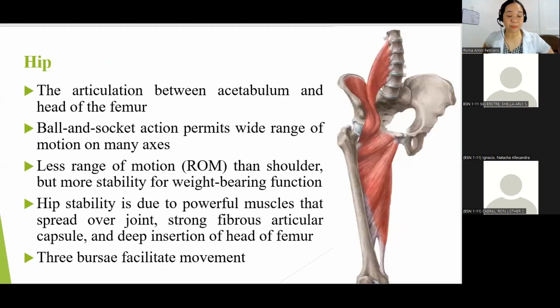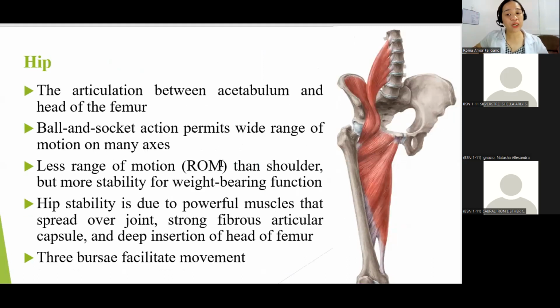Your hip bone, you have the articulation between the acetabulum and the head of the femur. The ball and socket action permits a wide range of motion on many axes. Less range of motion than the shoulder, but more stability for weight-bearing function.